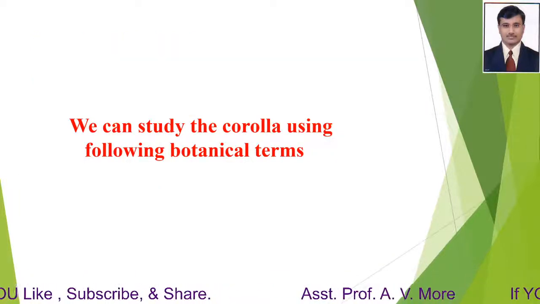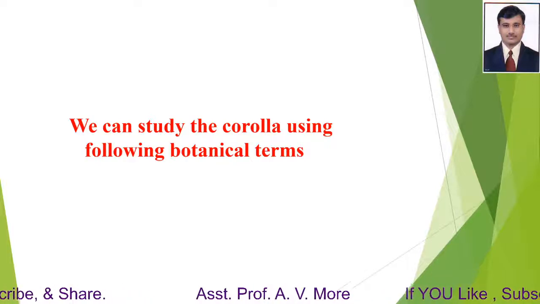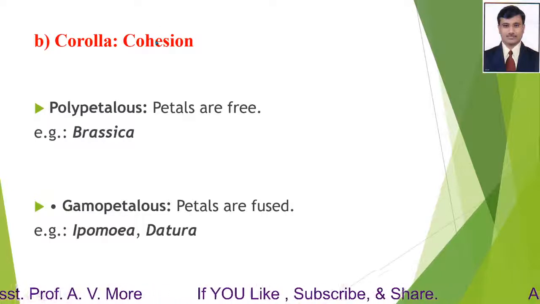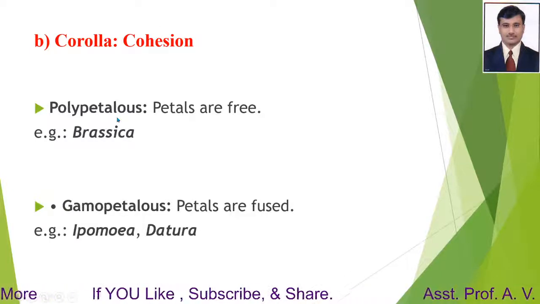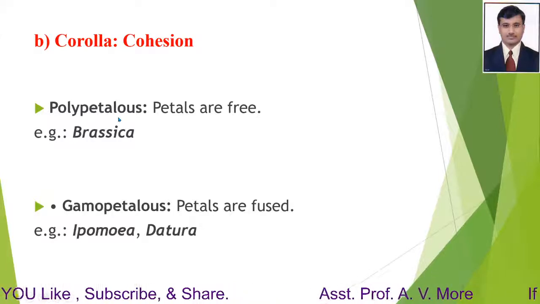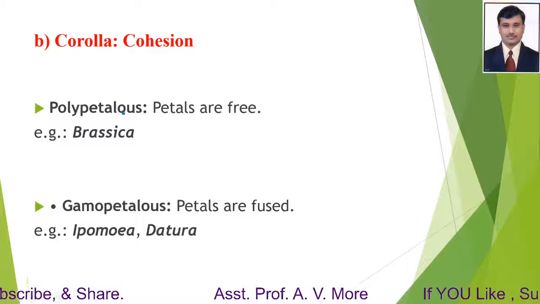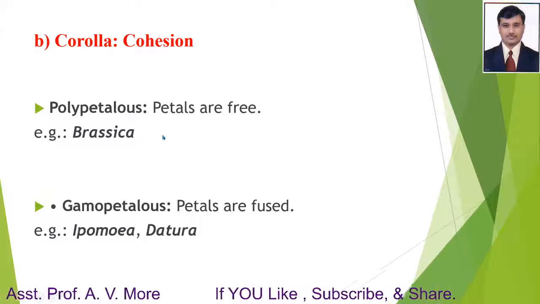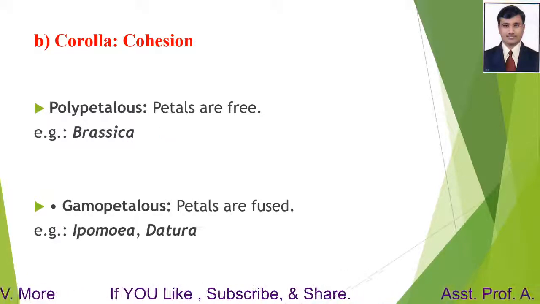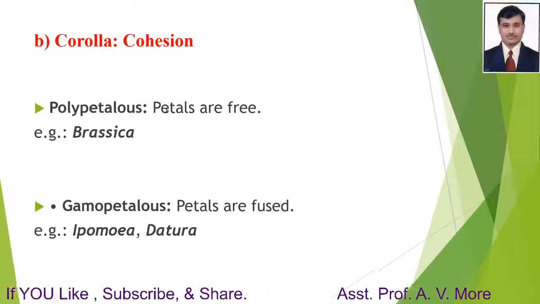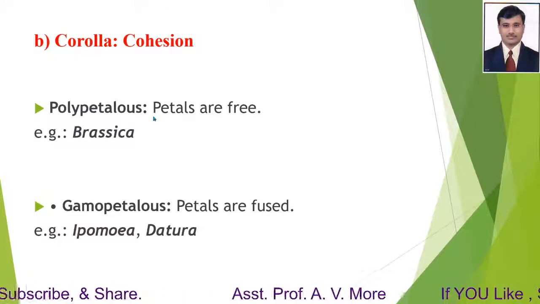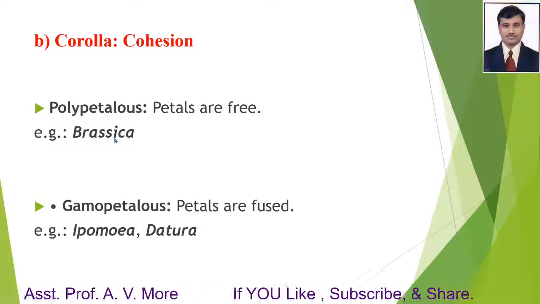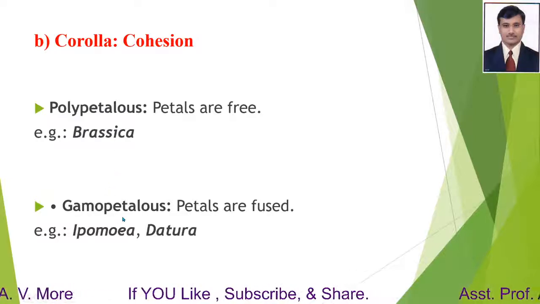Friends, we can study the corolla using the following botanical terms. First term, cohesion. In that term, polypetalous. So what is polypetalous? Poly means free and petalous means petal. If the petals are free from each other, this type of term we call polypetalous. Example, brassica.